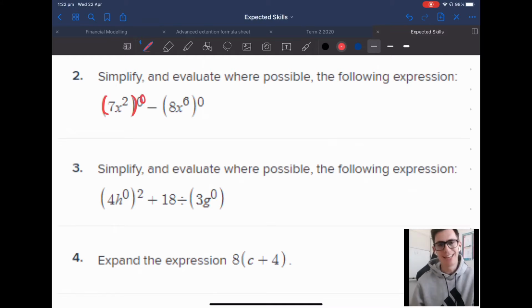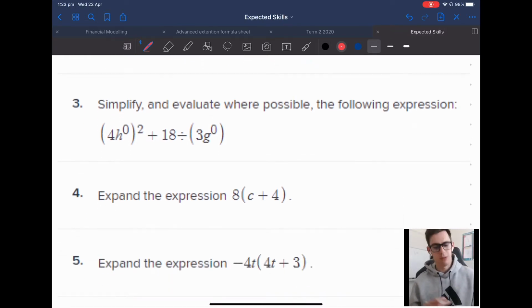Now, anything to the power of 0 is just going to be 1. And then hopefully what you can realize is if that first bracket is all just 1, then that second bracket is also 1. So it just equals 0. Okay. In question 3, you need to remember that we're going to be dividing before we add, and that we have to do our squareds first.